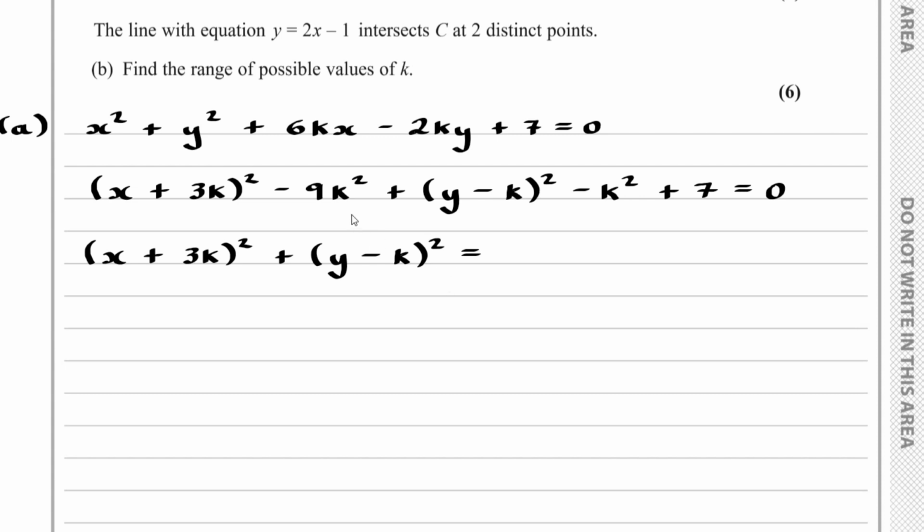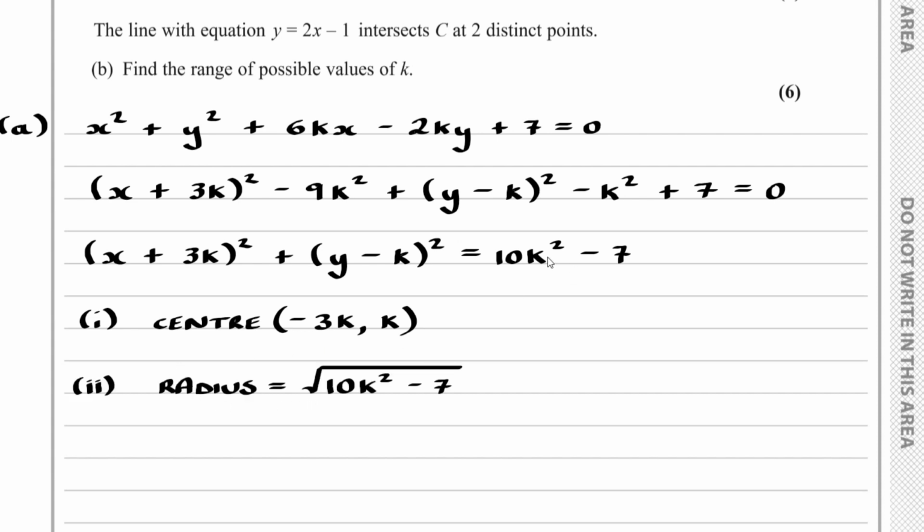And if we simplify, we have x plus 3k squared plus y subtract k squared, and then this is equal to, well, here we've got negative 9k squared, subtract another k squared plus 7, so that's negative 10k squared plus 7, and moving that over to the right hand side, we end up with 10k squared subtract 7. So the centre will have coordinates negative 3k, k, and the radius will be given by the square root of 10k squared subtract 7.